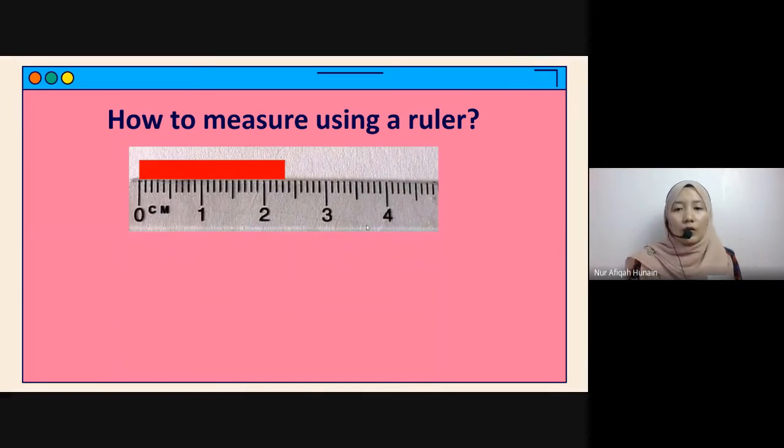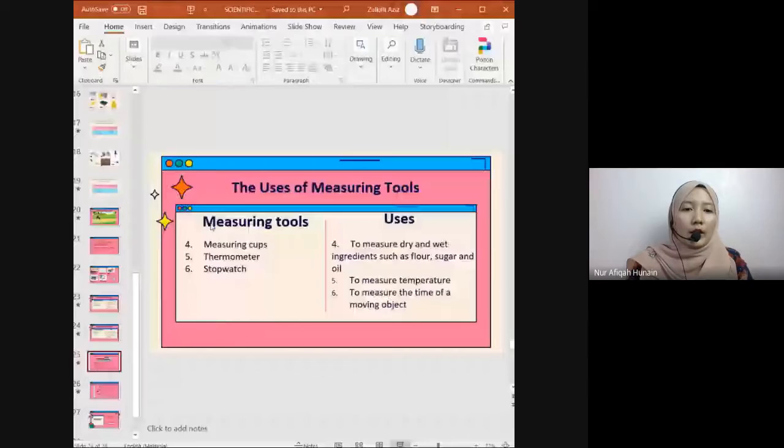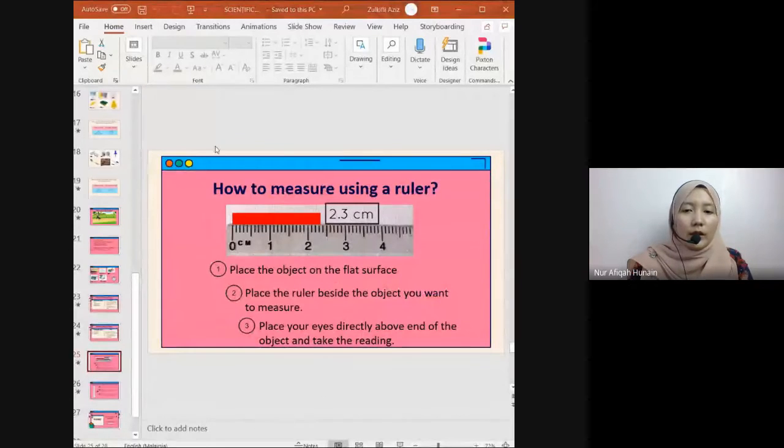Let's look at how to measure using a ruler. Okay, how to measure using a ruler.